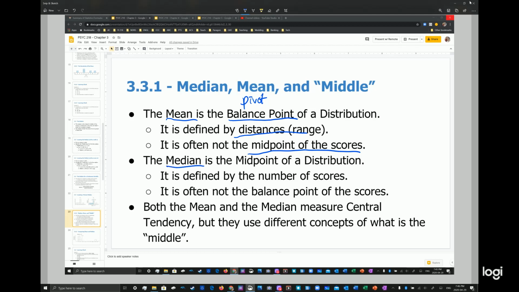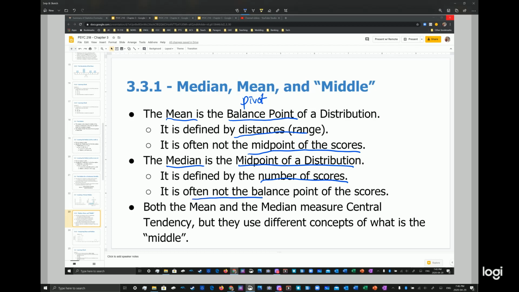The median, though, is the divider. It's the middle score, and it is defined by the number of scores. So you need to count the number of scores for both, but the median is defined by that number. You want to find half that number.